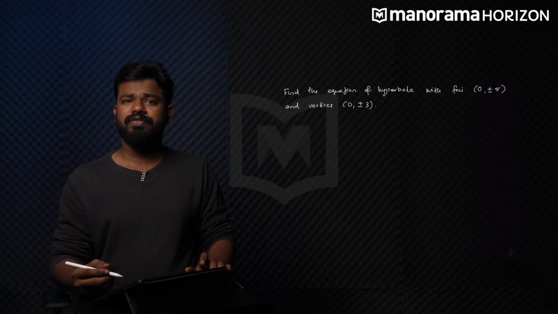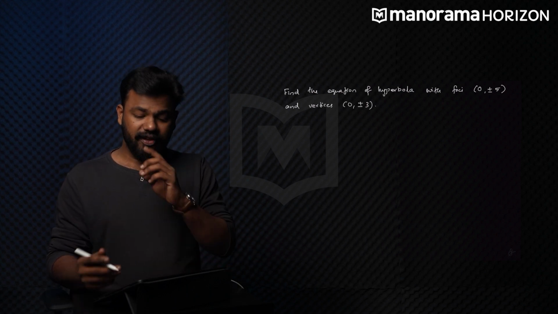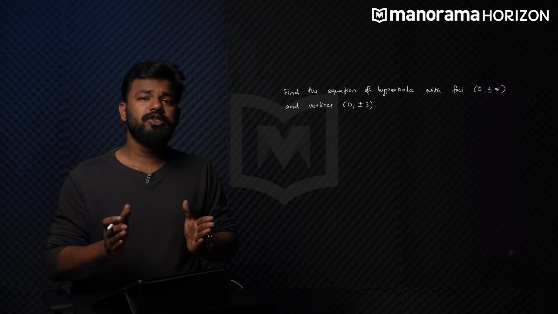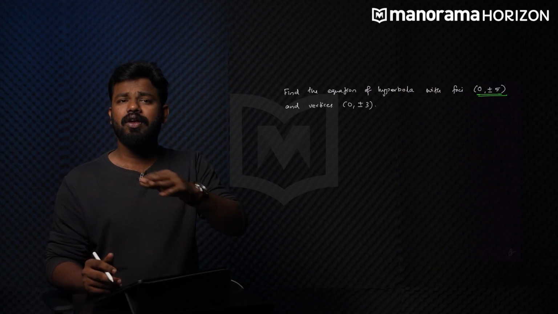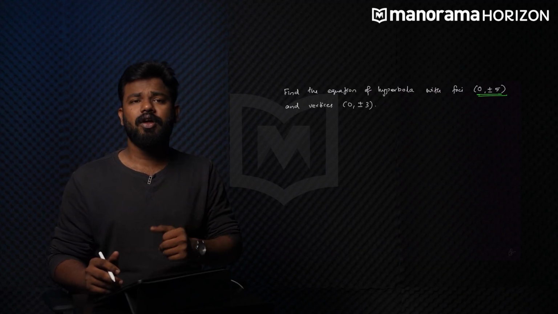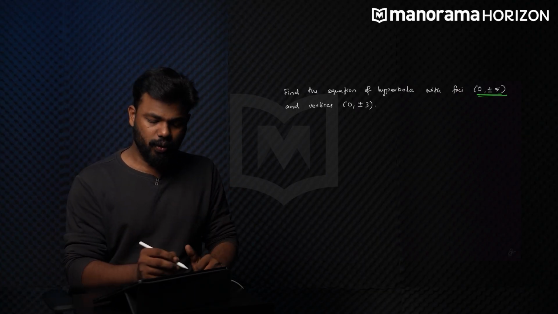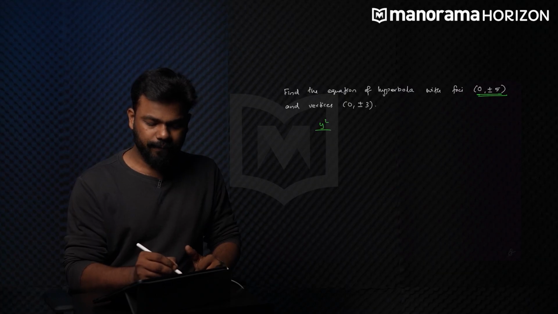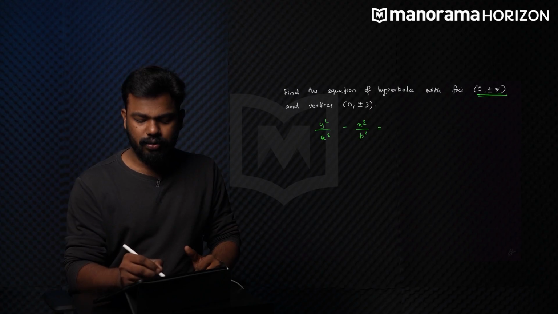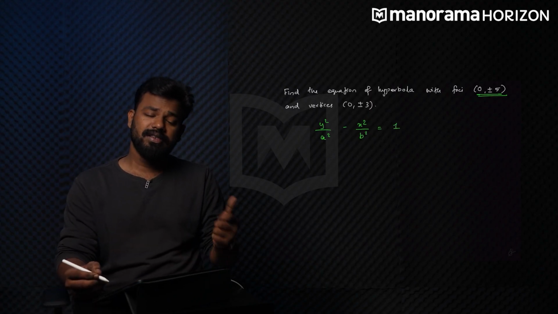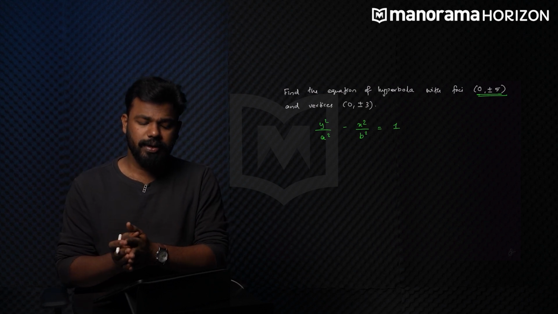There are two types of equation we have studied: x square by a square minus y square by b square is equal to 1. Here you can see that the foci are 0 plus or minus 5. So you know that the foci are not on the x-axis, the transverse axis, but on the perpendicular, or conjugate, axis. Since it is on the y-axis, you have to take the equation as y square by a square minus x square by b square is equal to 1. This will be our standard equation of the hyperbola.